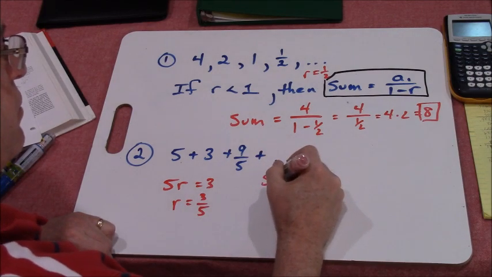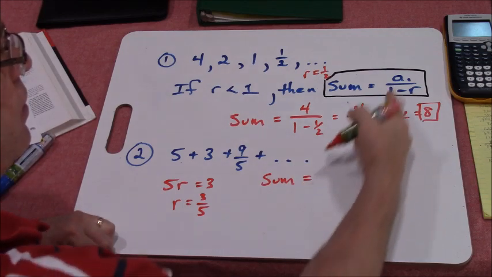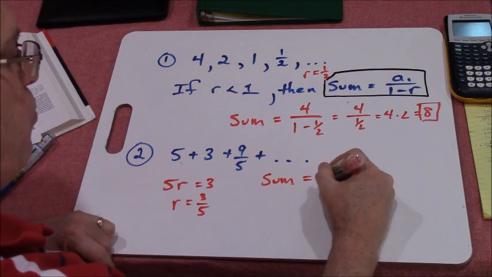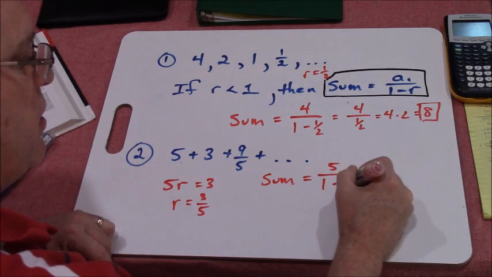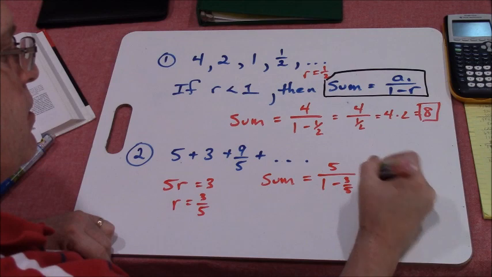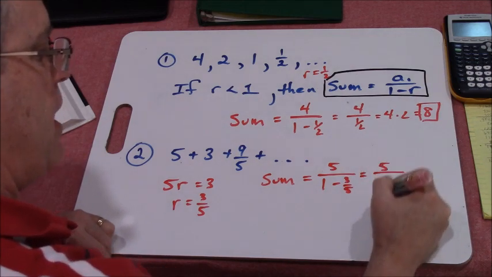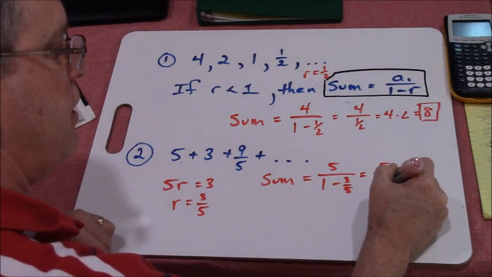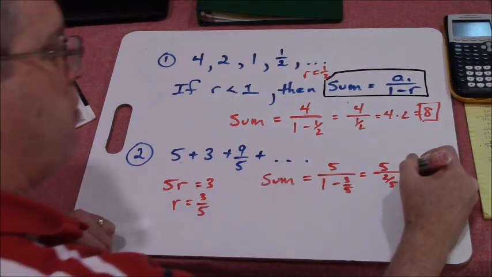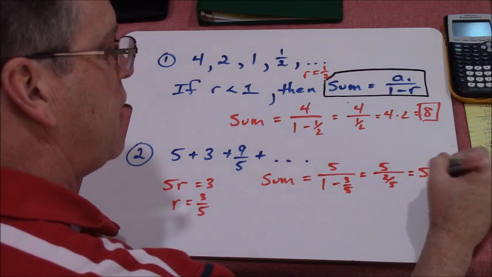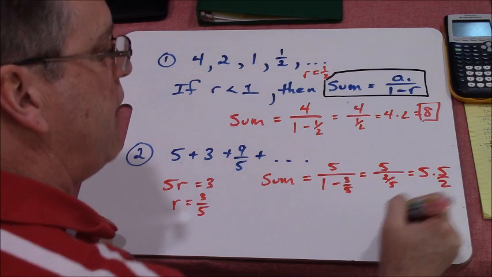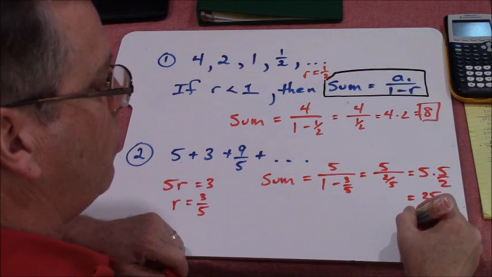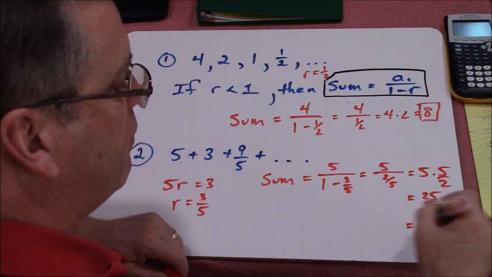So that means that the sum should equal the first term, which is 5, divided by 1 minus our r value, which is 3/5. That would equal 5 divided by, this would be 5/5 minus 3/5, that's 2/5. And so if I flip that over and multiply, I would get 5 times 5/2, which would be 25/2, or we could say 12.5.